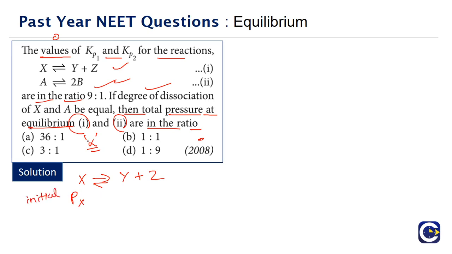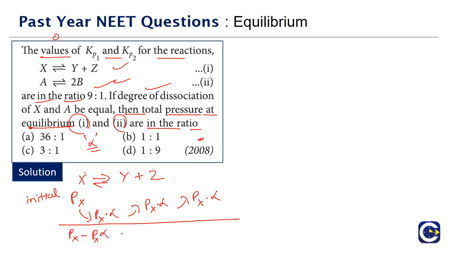Here for both the reactions we are taking the degree of dissociation as the same, alpha. Means the pressure that is going to be reduced will be Px into alpha. As per the equation we can see every one particle of X gives one particle of Y. Means the pressure increase here will be Px into alpha. Every one particle of X gives one particle of Z. Means pressure increase here also will be Px into alpha. So the final equilibrium pressures are going to be Px minus Px into alpha for X, Px into alpha for Y, Px into alpha for Z.